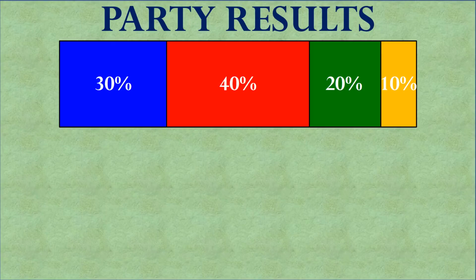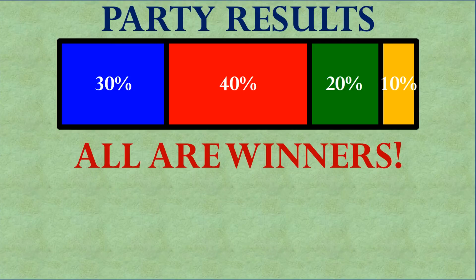So let's just use a hypothetical example of how this might turn out. Say we have a vote, and 30% of the votes cast go for one party, 40% for another, and 20% for another, and 10% for another. The question then is, who won? In a proportional representation system, they're all winners. Well, in a sense, they all are. What I mean by that is they all got something for their vote. Well, what did they get for their vote?